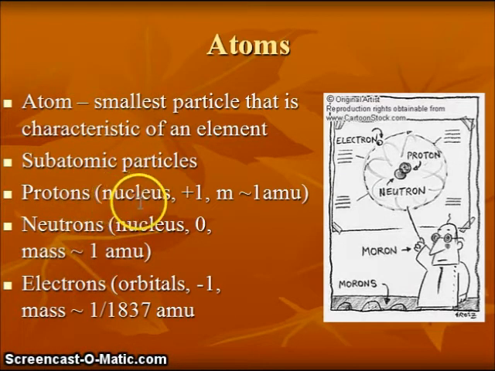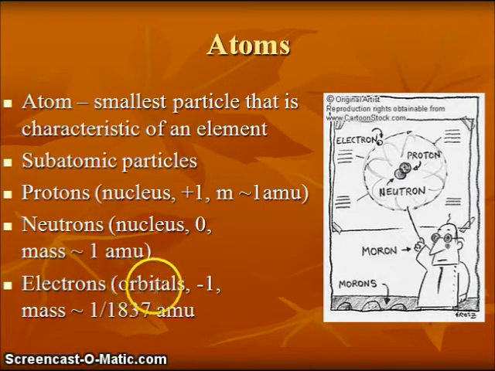Protons are located in the nucleus. They have a charge of +1, and their mass is approximately 1 atomic mass unit. Neutrons are also found in the nucleus. They have no charge, hence the name neutron for neutral, and their mass is also approximately 1 atomic mass unit.